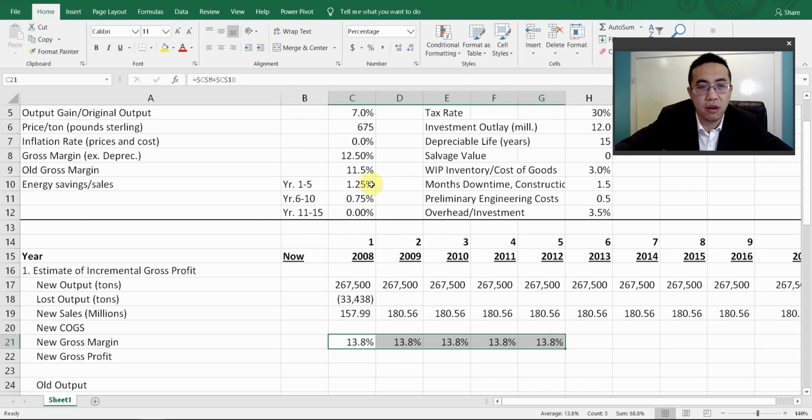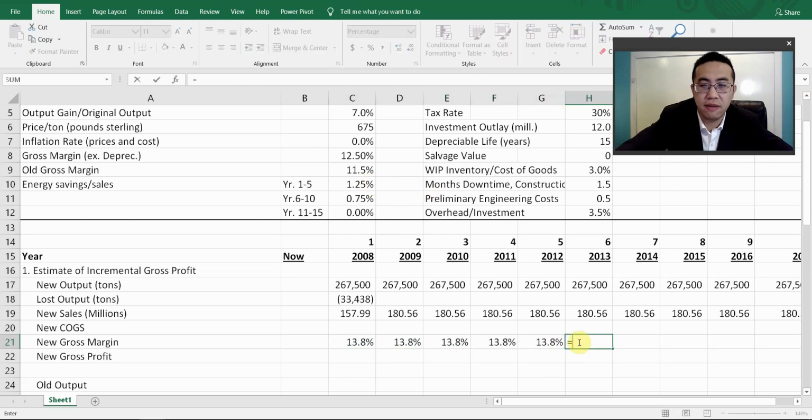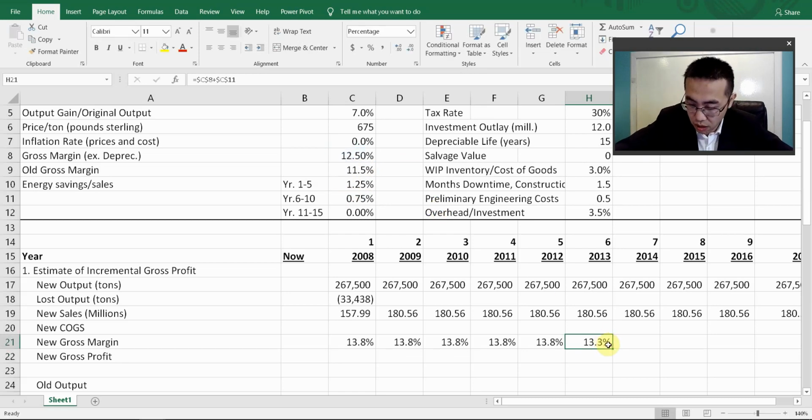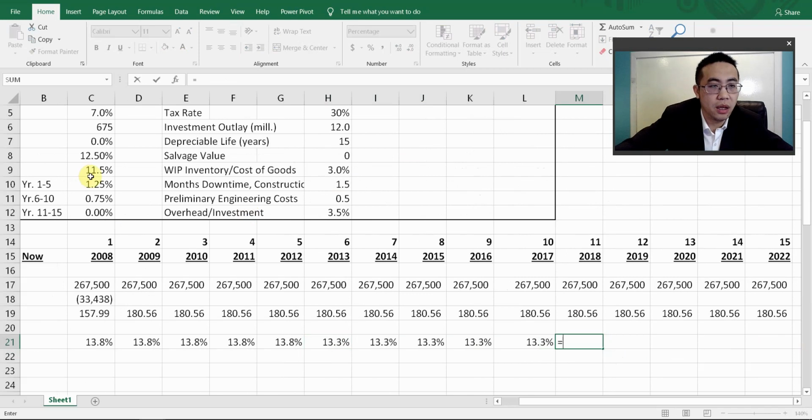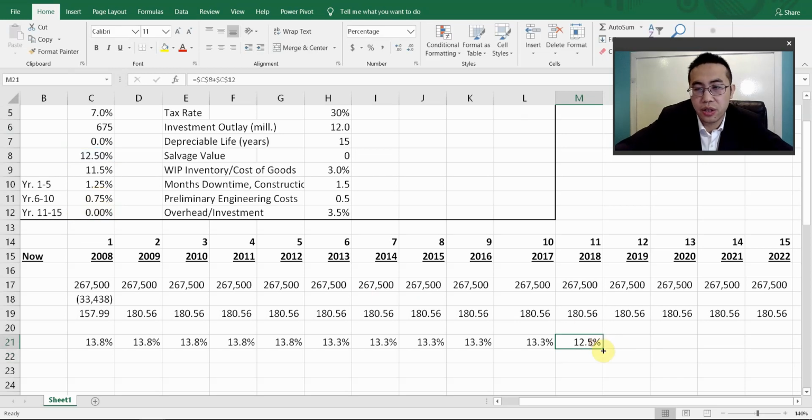This 1.25% lasts for the first 5 years, and then in the second 5 years, from year 6 to year 10, you use the base gross margin, lock it, and then add the second increment number, make sure it's locked as well, and then drag it to year 10. After that, it will be this 12.5% locked plus 0% increment locked. And then you just keep dragging it.